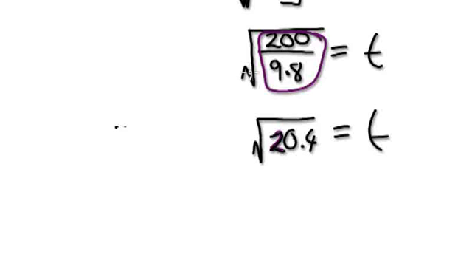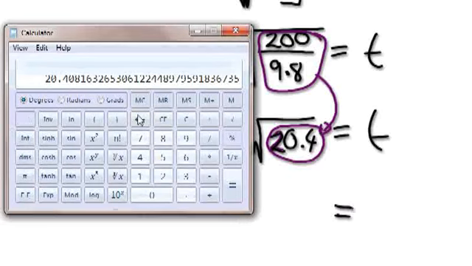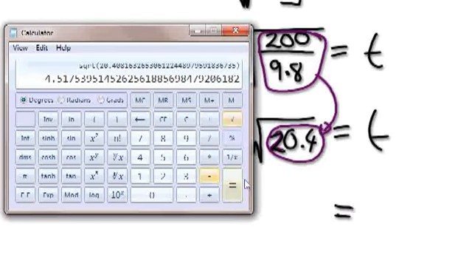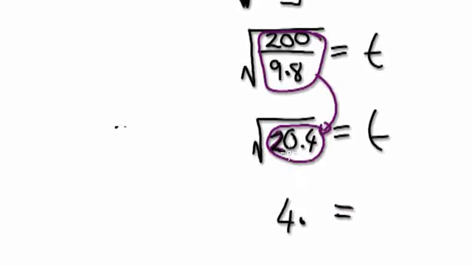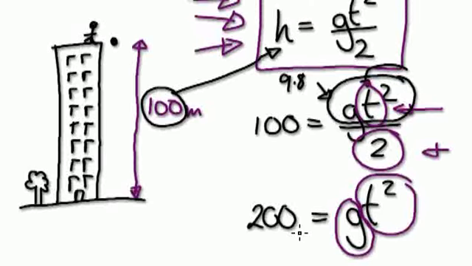Remember, the square root is still there. We are just working out what that bubble is. So this bubble here becomes 20.4. Now we're going to square root 20.4. So it will be 4.5. So the square root of this bubble is 4.5. So t equals 4.5. That means this cannonball will take 4.5 seconds to hit the ground.